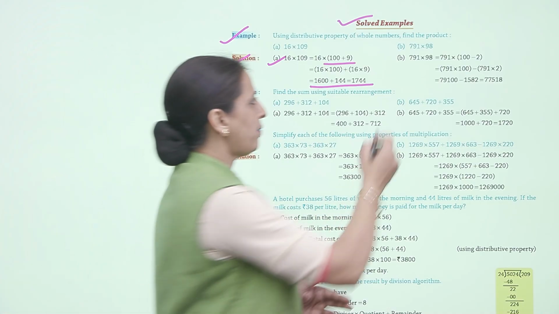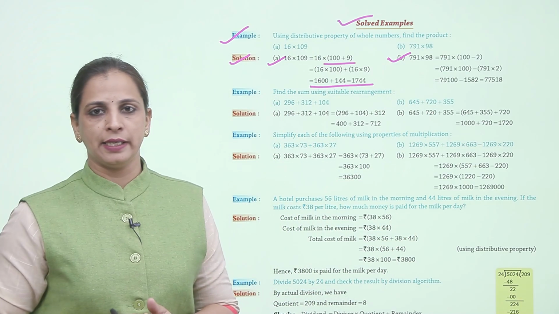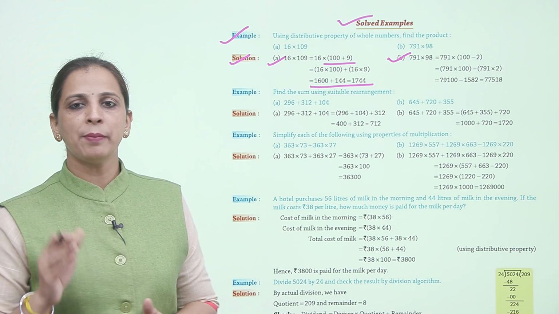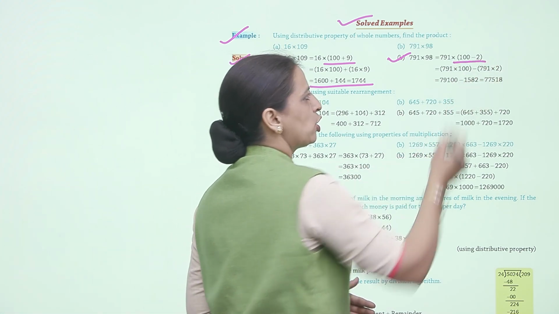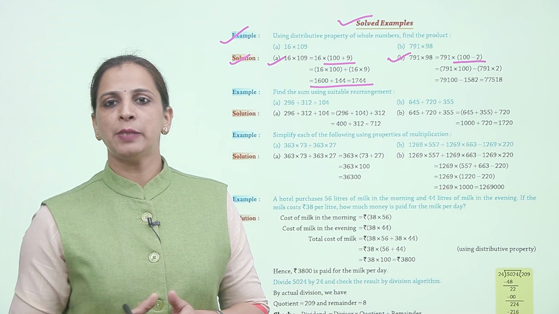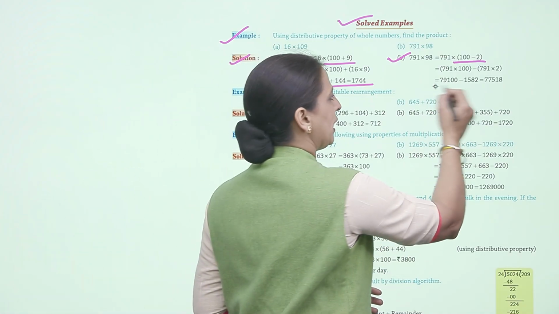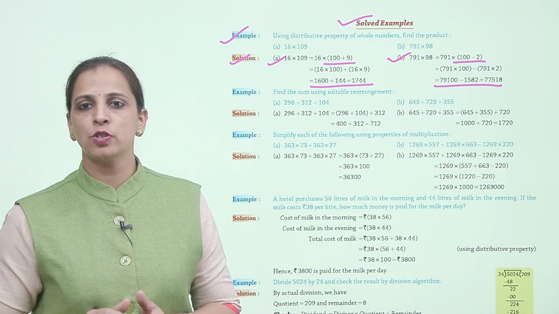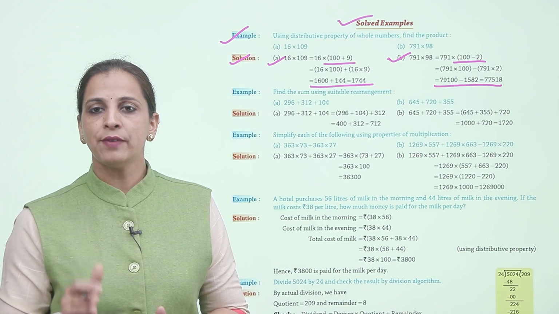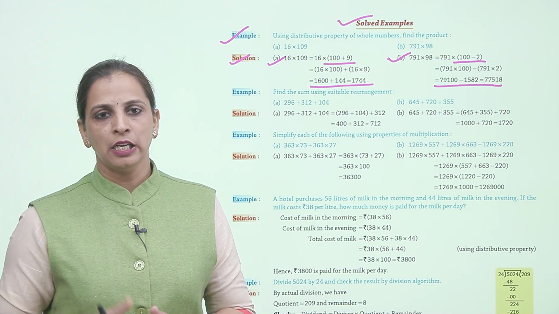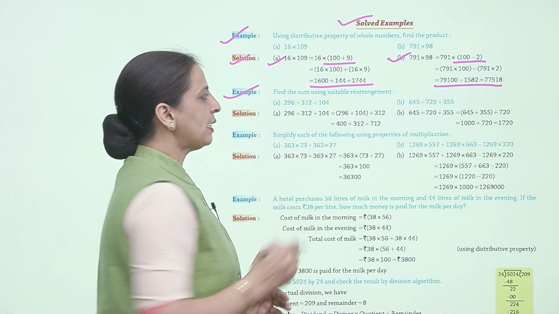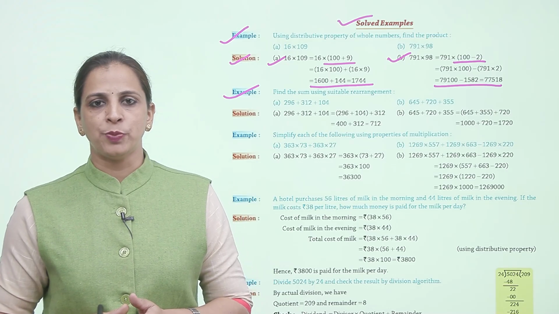B part, 791 multiplied by 98. 791 multiplied by 98 is written as 100 minus 2, then 791 multiplied by 100 minus 791 multiplied by 2 is equal to 79,100 minus 1,582, which is equal to 77,518.